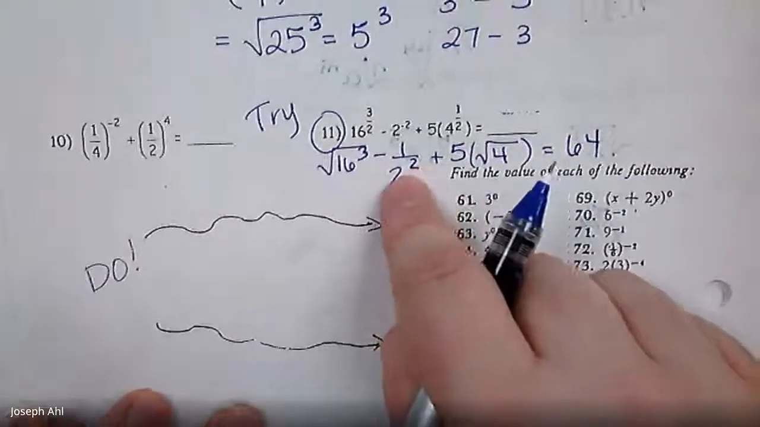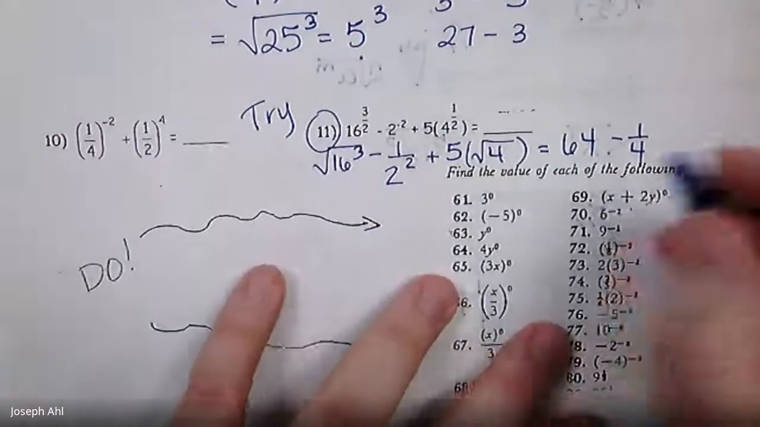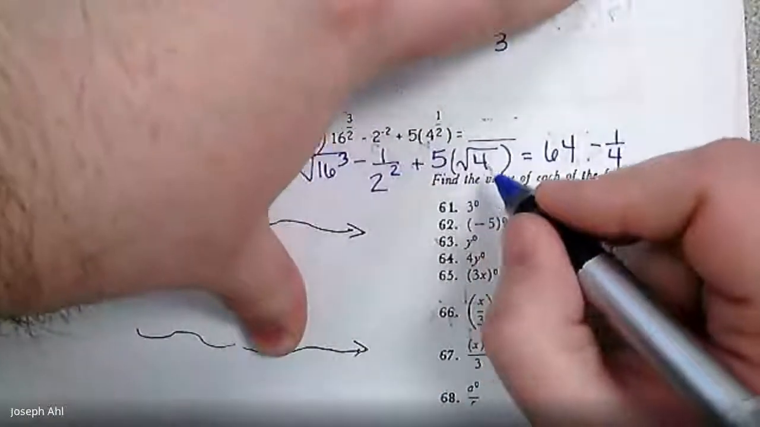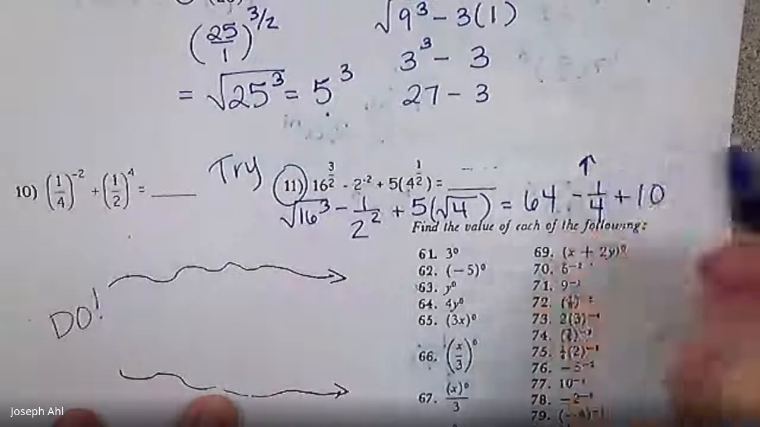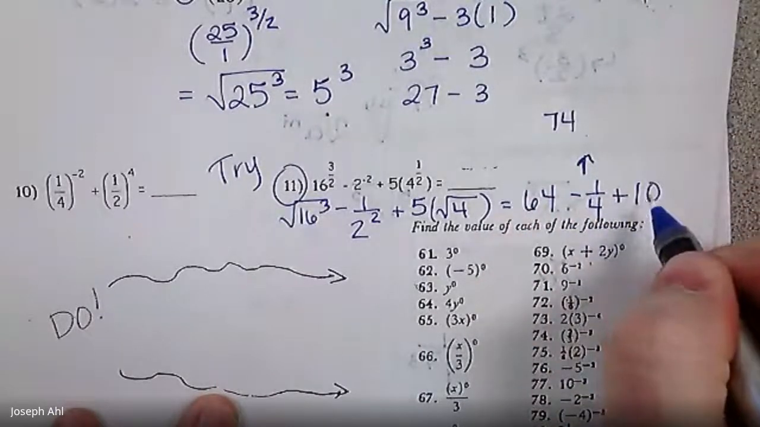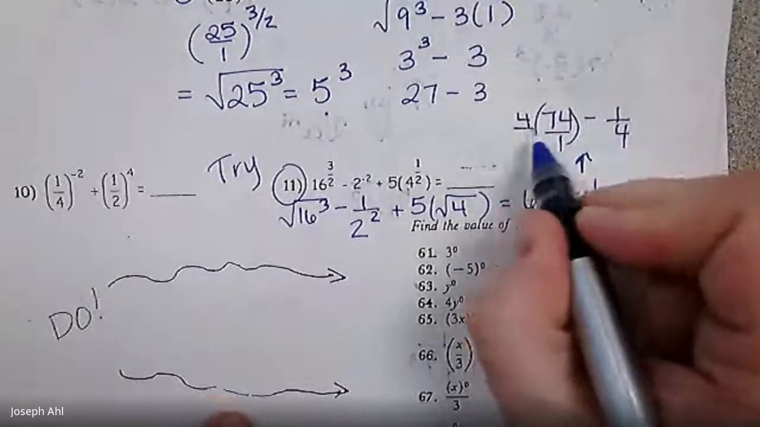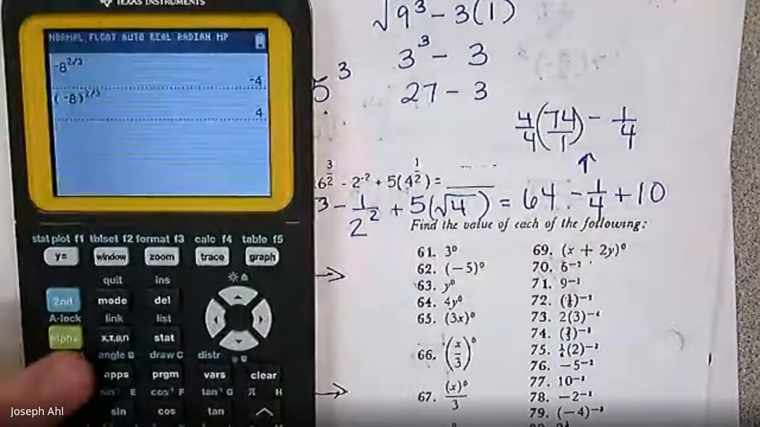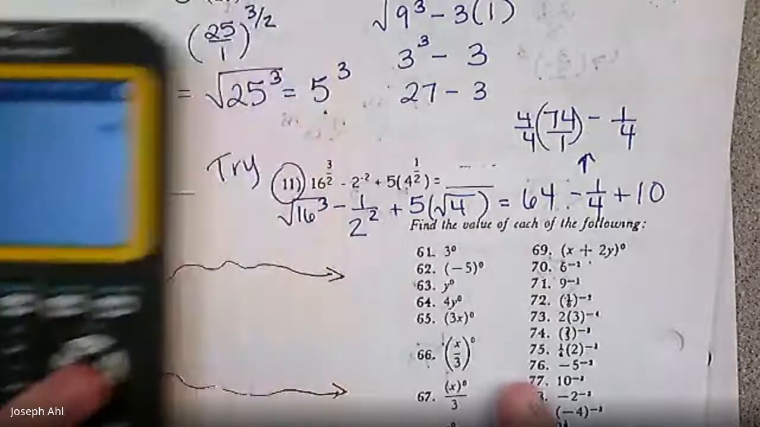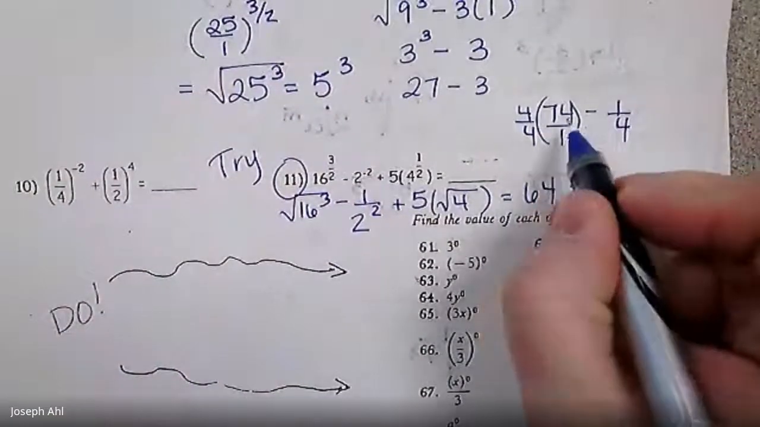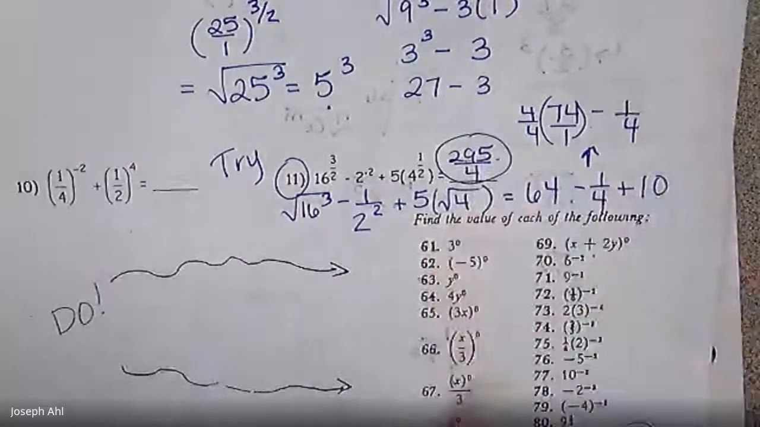Now 2 squared down here is 4, so you get minus 1/4 in the middle. And then finally at the end, you get plus 5 times the square root of 4. Square root of 4 is 2, so that's going to be a plus 10. All right, I'm going to work up a little bit here. 64 and 10 is 74, and I'm going to subtract a 4th from that. If I make a common denominator by multiplying by 4 on the top and bottom, 74 times 4 is 296. So 296 minus 1 is 295 fourths. That's the final answer as a fraction.